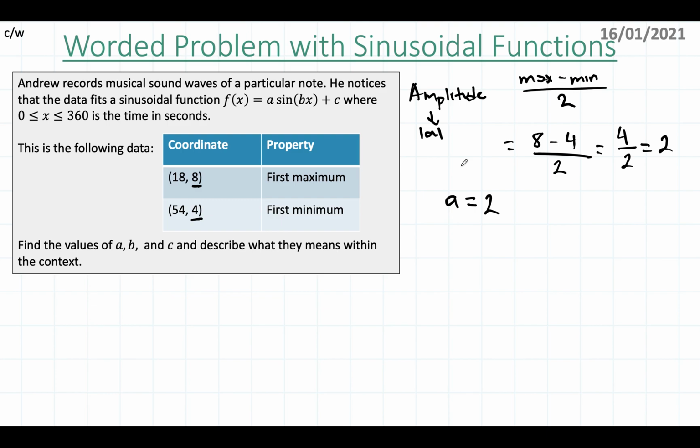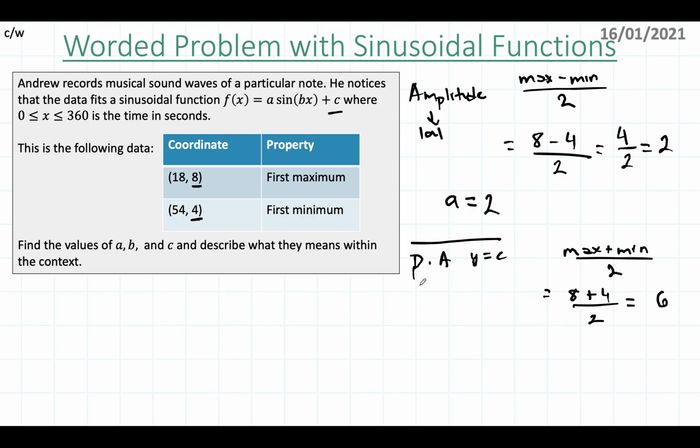Now, next we need the C value, which is the principal axis. So the principal axis is also the C value, y equals C, but it can also be found by adding the maximum and minimum and dividing by 2. Be careful which one is plus, which one is minus. So 8 plus 4 over 2, that's 12 over 2, which is 6. So our C value is equal to 6.